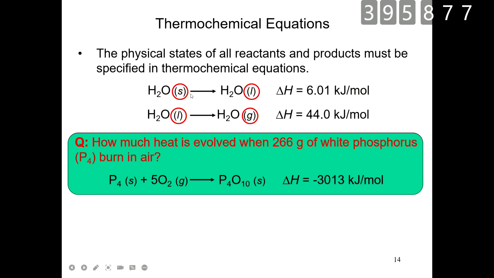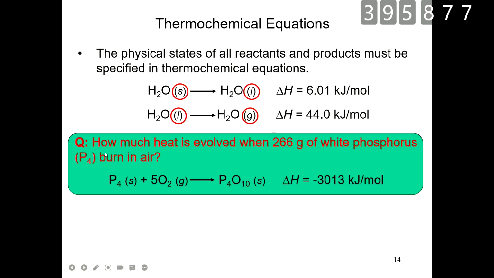And also we need to be careful about their state. The state is also important. We must write out the states of the substance, whether solid, liquid or gas, because substances in different states have different energy. So you must write out its state. For example, the ice, the liquid water, and the gaseous water, their energies are different. So you must write out their state.